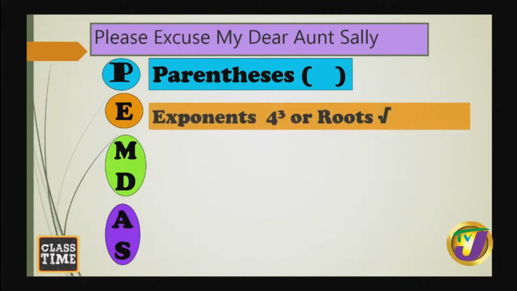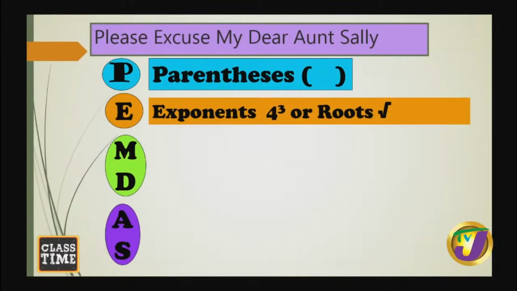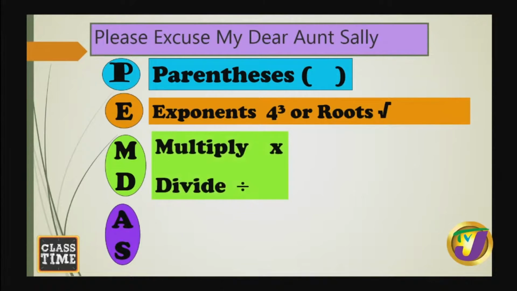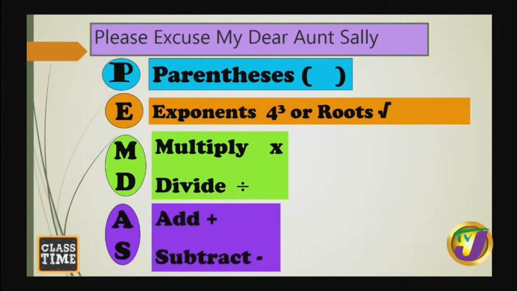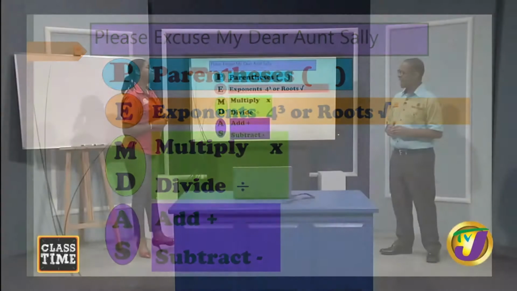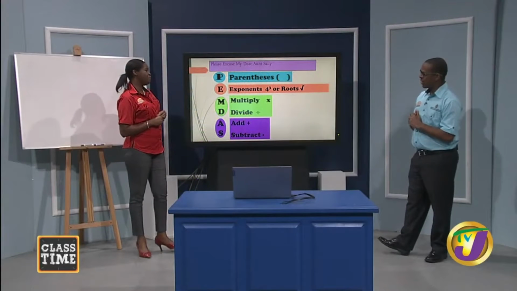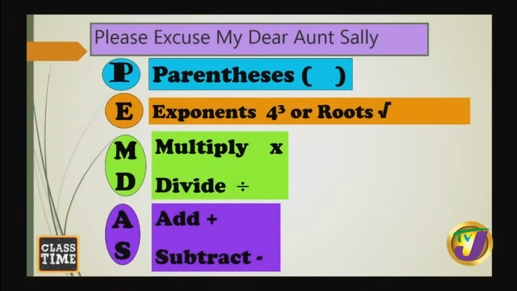The E, exponents or roots. M for multiplication and D for division, and A, you guessed it, addition, and S, subtraction. But wait, Nikisha, I'm seeing something strange. I'm seeing that the M and the D are grouped together in one circle. Yes. And the A and the S are grouped together in another circle. Can you tell me a little bit more about why that is?